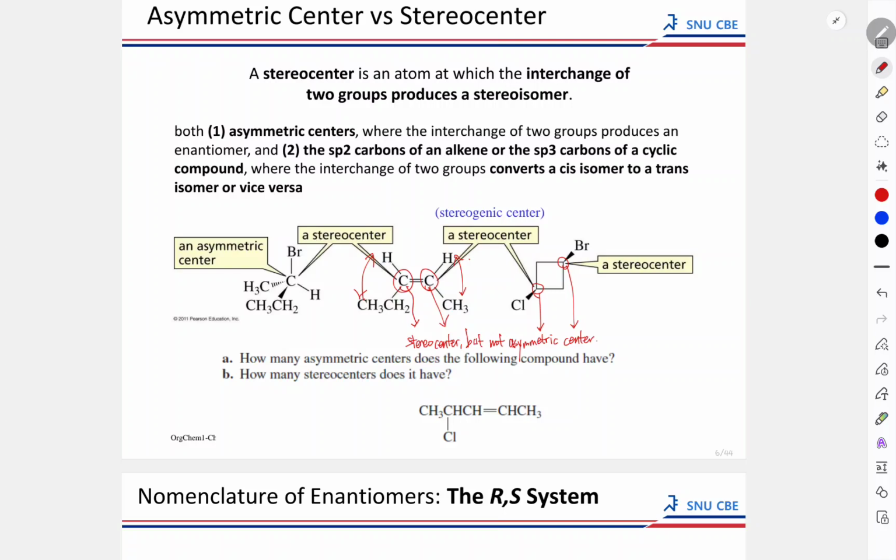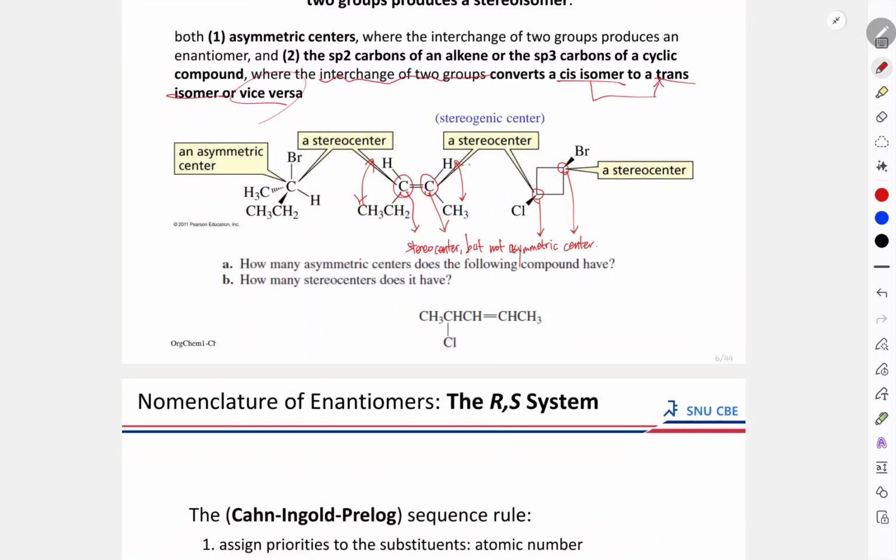So again, you can say all asymmetric centers can be stereocenters, right? But not vice versa. You can think about this Venn diagram relationship. Then you can count, right? How many asymmetric centers does the following compound have? Right, this one. B, how many stereocenters does it have? You can distinguish asymmetric versus stereocenters.